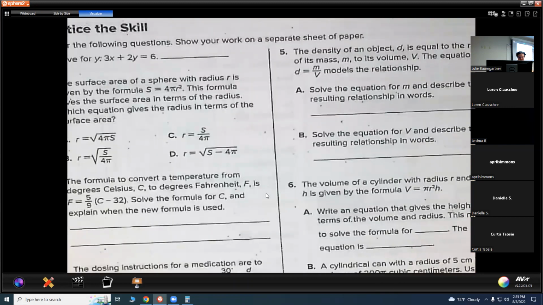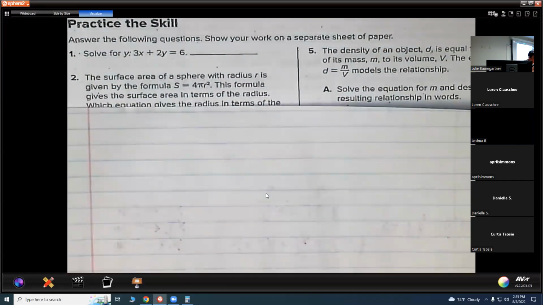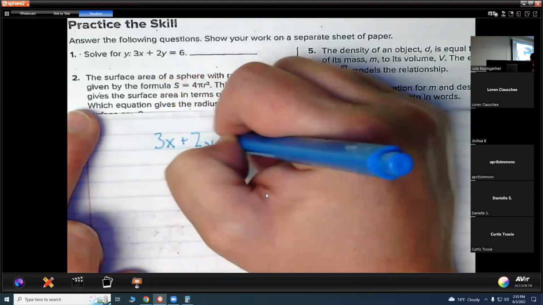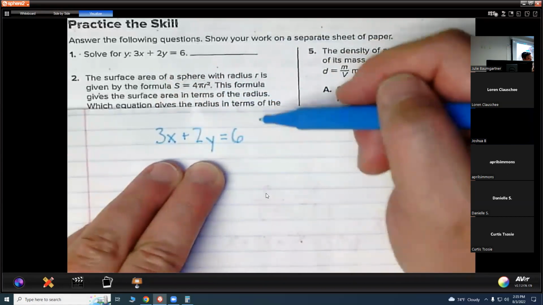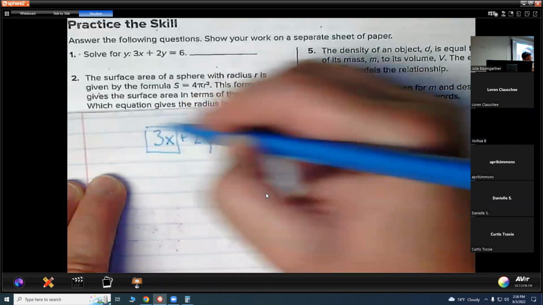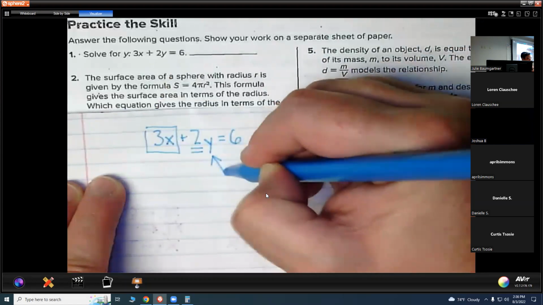Let's look at the practice on the next page. All right, and let's talk about number 1 together. So we have the equation 3x plus 2y equals 6. And we need to solve for y, right? So that means we need to get y all by itself. So we need to start moving. We need to move this term and we need to move this term, to get y by itself.